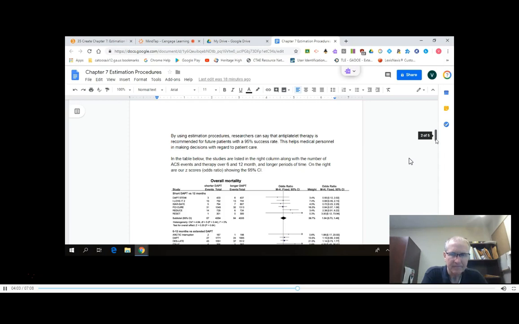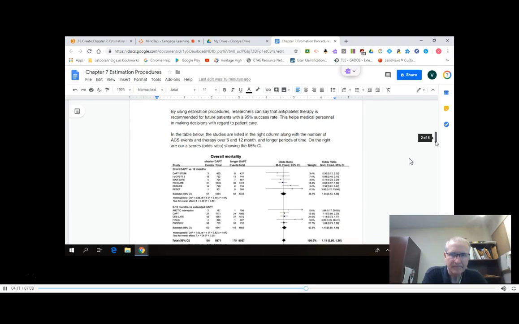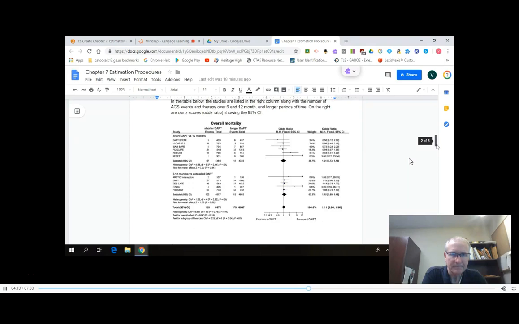That would be a good thing, with a 95% success rate. And this, of course, would help medical personnel making decisions with regard to patient care. So here's the table that I loaded from the study. In the table below, the studies are listed in the right column.